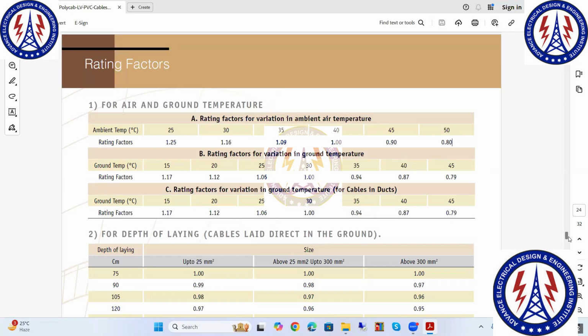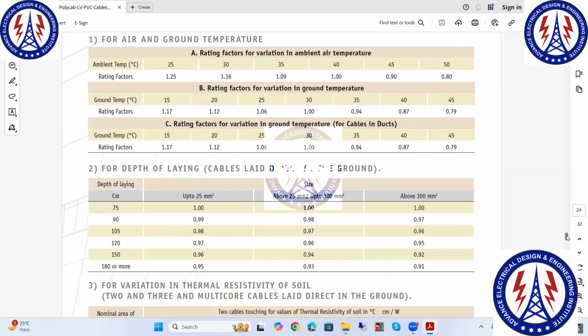So first is called the rating factor, which is the atmospheric condition. Second is the ground temperature. Ground temperature is applicable in case of buried cable, which is 10 degrees lesser. So it is 40 degrees centigrade for air and 30 degrees centigrade for ground. So cables are designed on 30 degrees centigrade ground temperature. Next is the cable in duct. Whenever we are laying the cable in the duct, this will be applicable.